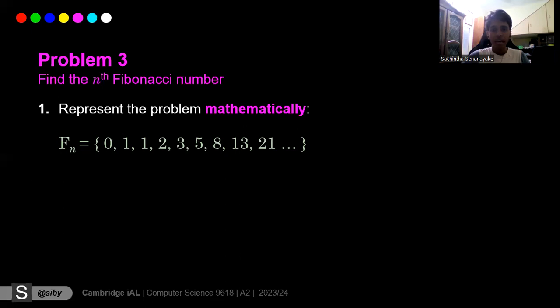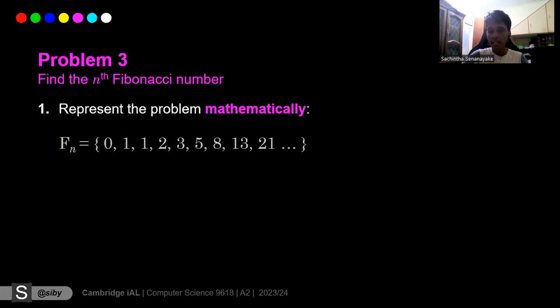Problem 3. Find the nth Fibonacci number. Now, we'll try and represent this problem mathematically by writing down the first few Fibonacci numbers. Basically, Fibonacci is represented as capital F. The sequence is starting off at 0, then 1, then 1, then 2, 3, 5, 8, 13, 21.